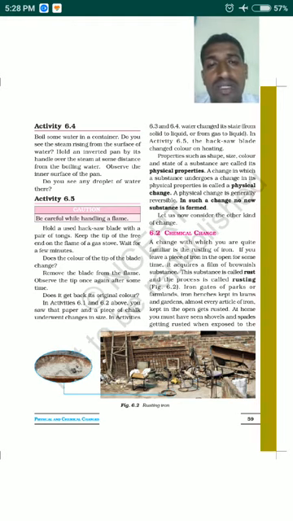So this is all, dear students, regarding physical changes in today's class. In tomorrow's class, let us learn about chemical changes.